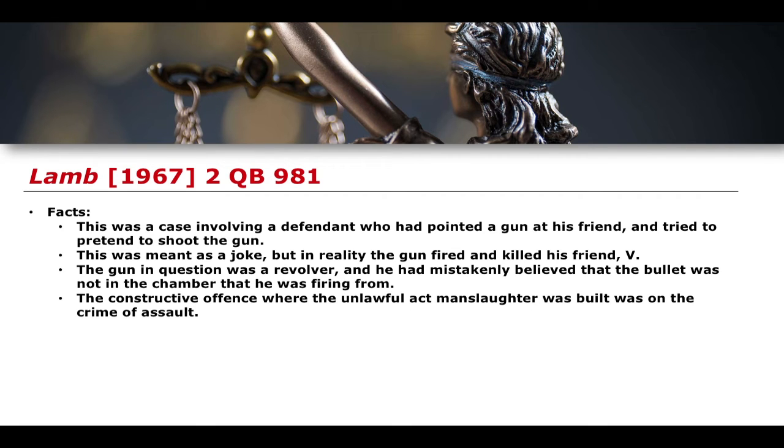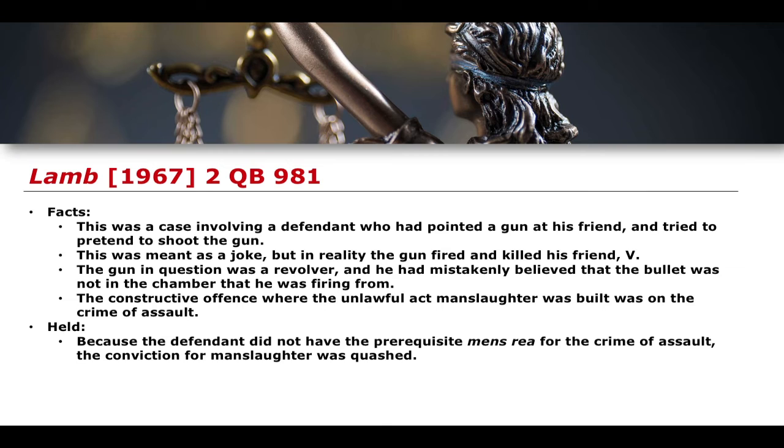Now, the constructive offence, which was built here, was the crime of assault. We're going to get to assault in a future lesson, but assault essentially involves the apprehension of harm that is done to a victim. And so you can take the crime of assault, which is the constructive offence, and then you can construct further the unlawful act manslaughter on top of the crime of assault to get the offence of unlawful act manslaughter.